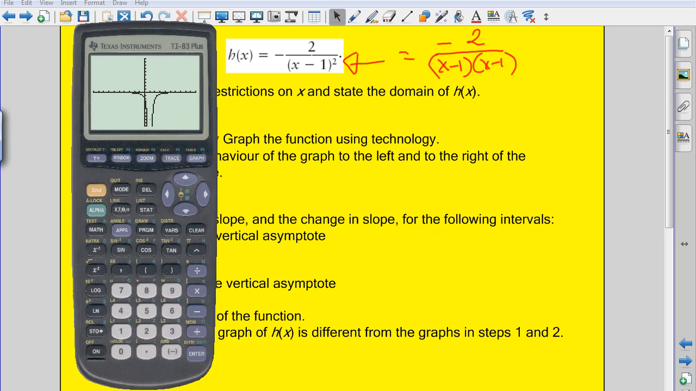So let's take a look at what's happened here. I'm going to change my window settings slightly. I don't need to worry about too high of a max, so I'm going to change that to 1. And I notice that it shifted a little bit, but I think that's okay. It gives me a pretty good representation of the graph.